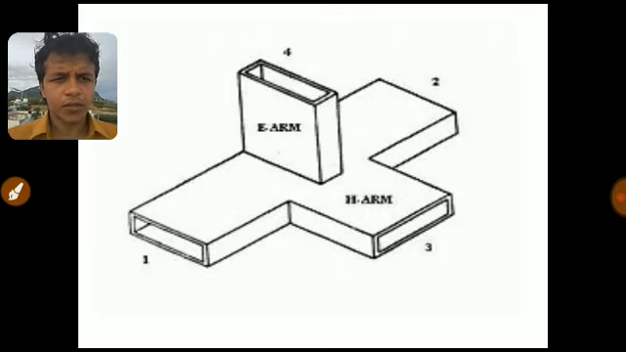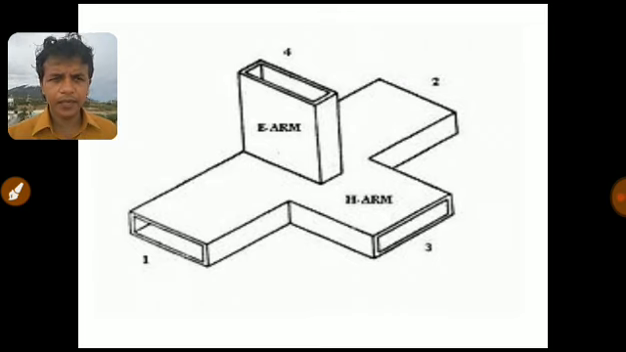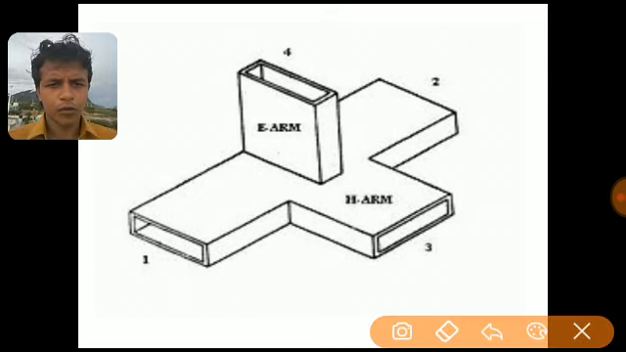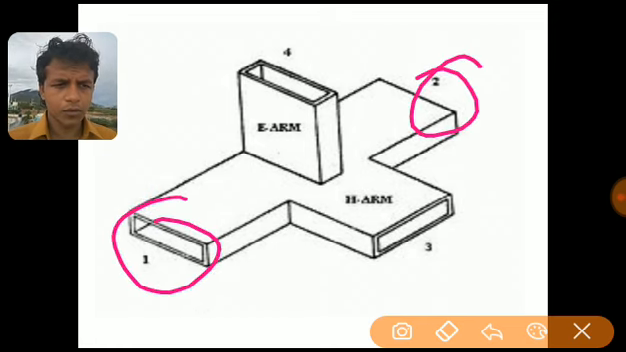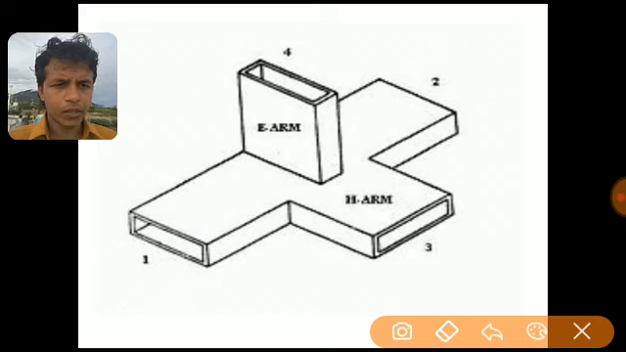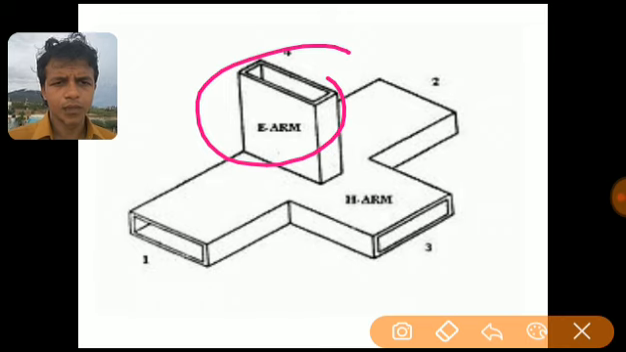So this is the structure of Magic T. It is the combination of both E plane T and H plane T. It has 4 ports: port 1, port 2, port 3, and port 4. Port 1 and port 2 are the collinear arms, port 3 is the H arm, and port 4 is the E arm. So the characteristics of Magic T are determined by these arms, by these ports.